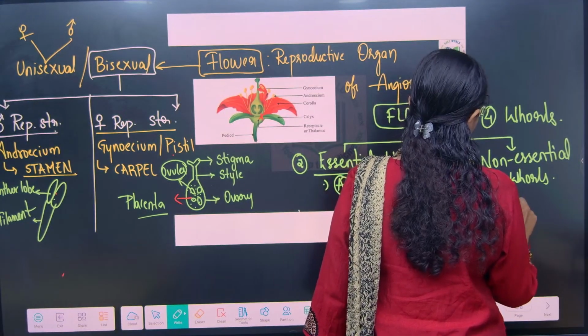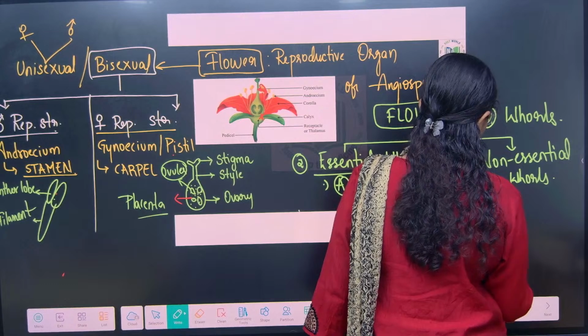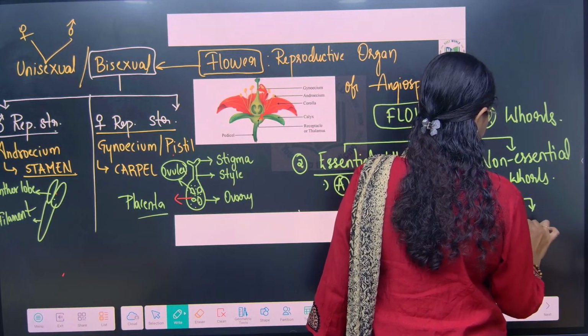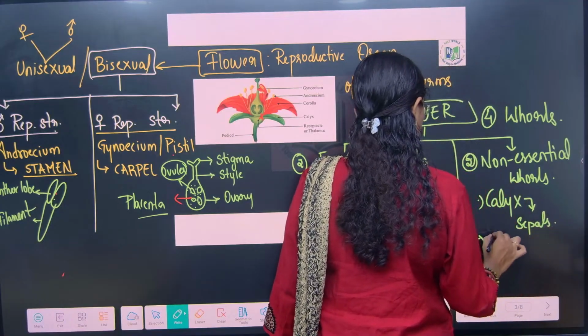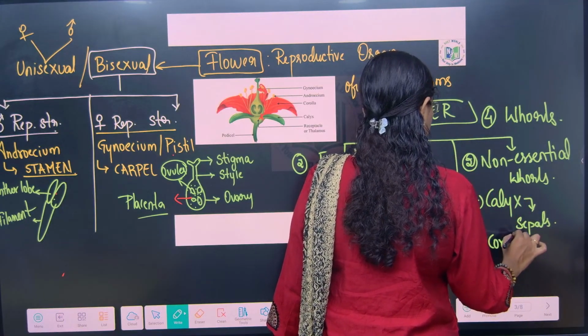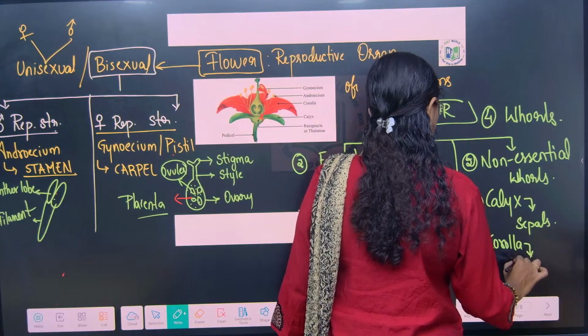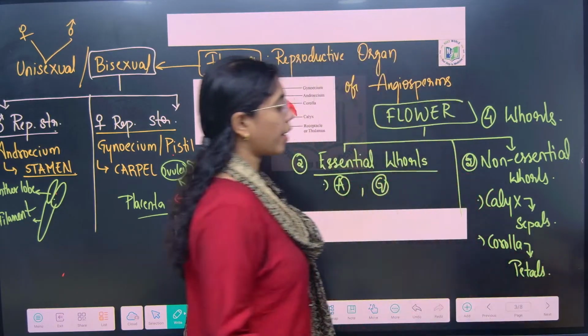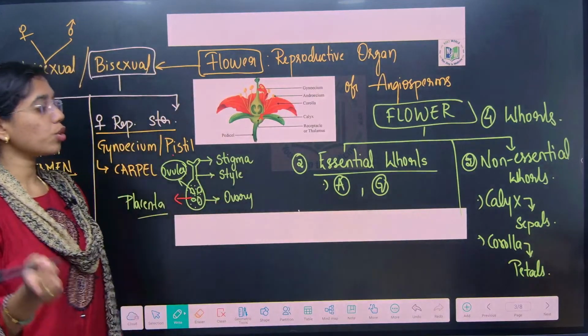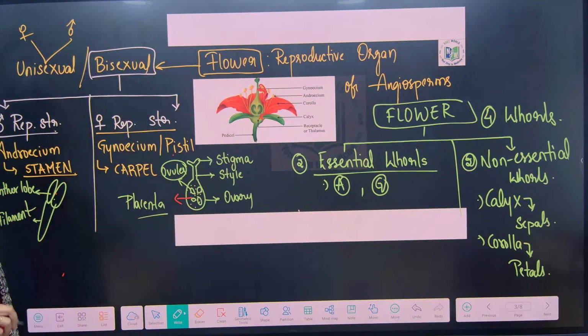calyx. Units of calyx are sepals. And second is corolla. Units of corolla are petals. Fine, right? Units of calyx are sepals, units of corolla are petals. This is the complete intro on a flower.